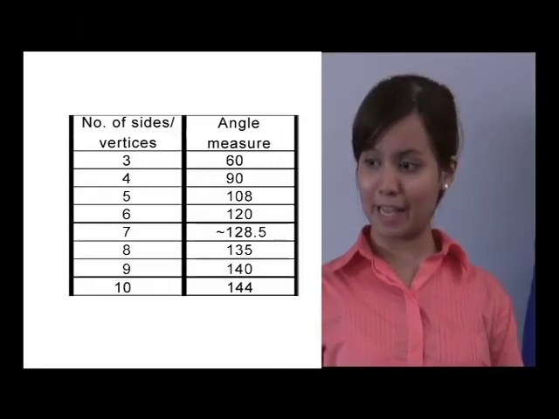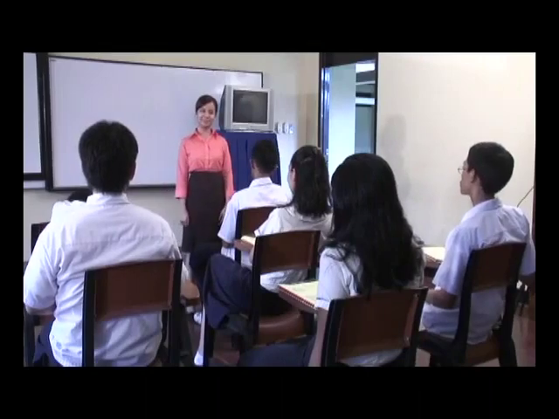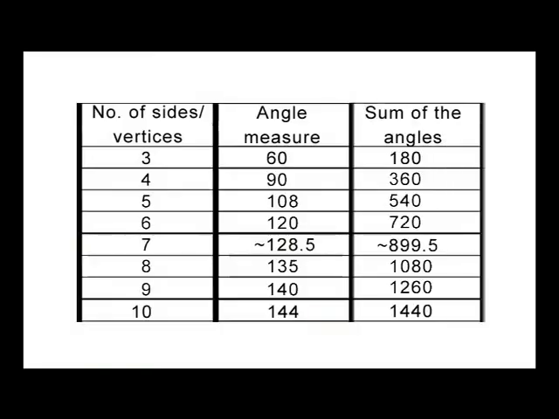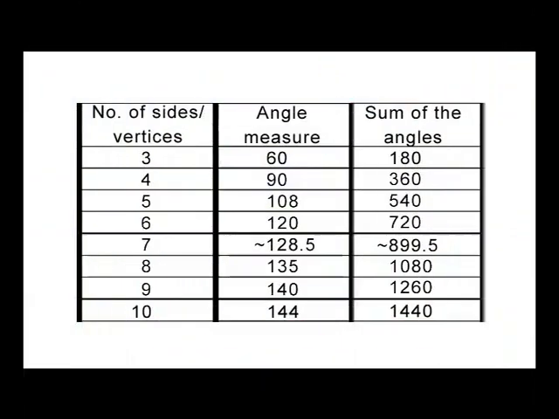Why don't we expand our table by adding a column for the sum of the measures of the angles? Why should we do that? You'll see. What can you observe about the sums of the angle measures? Except when n is equal to 7, each sum is a multiple of 180 degrees. But when you round it off to the whole number, the result is 900, which is also a multiple of 180 degrees. As the number of vertices increases by 1, the sum of the angles increases by 180 degrees.